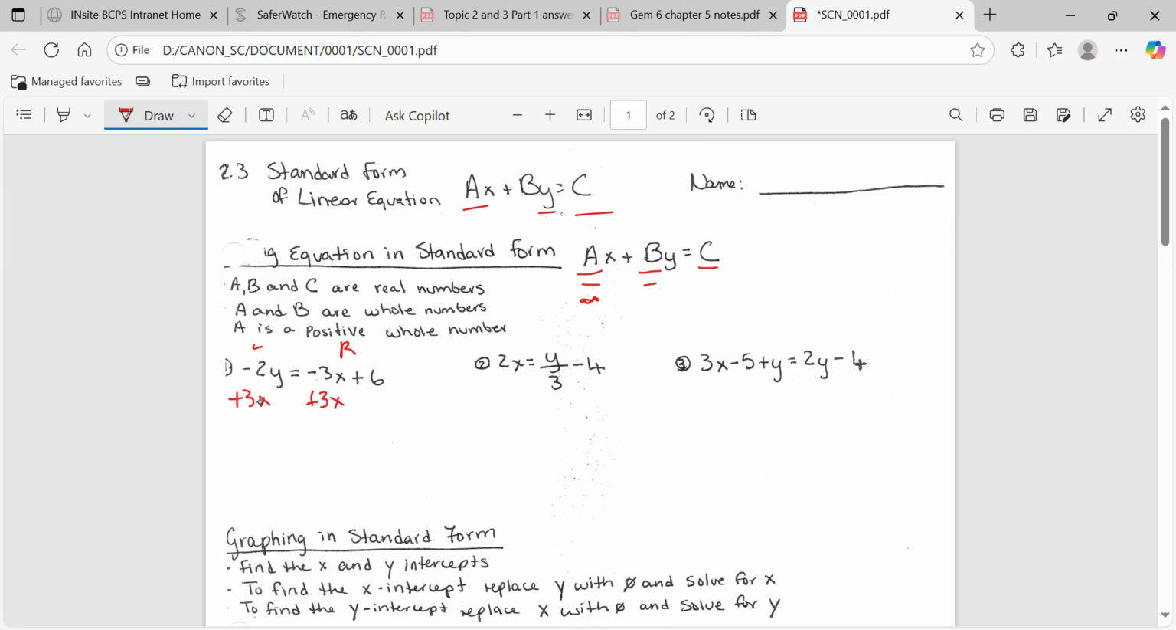And when I do that, I want to make sure this x is in the front and not behind the 2y. So then I would write 3x minus 2y, and that's equal to 6. This is now in standard form. Ax, by, and is equal to a number, c.